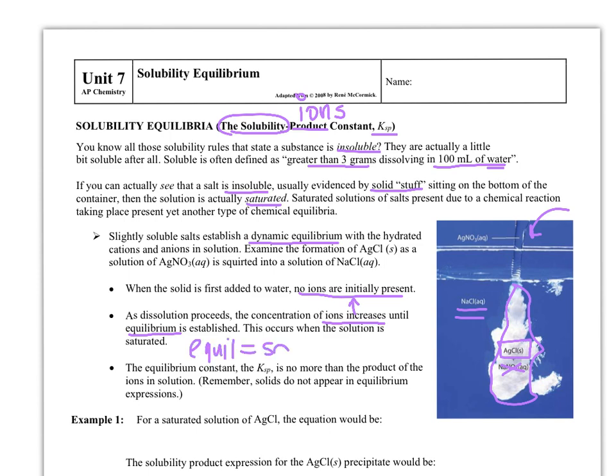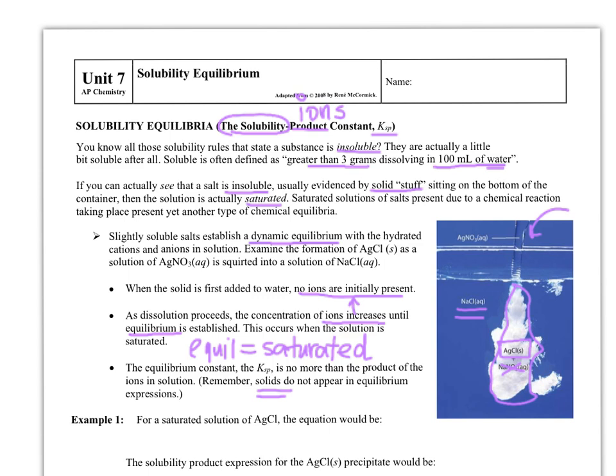This is really important because on the AP exam, they like to use the word saturated instead of equilibrium when they're talking about solubility problems. They try to trick you with that vocabulary, and really that means they're at equilibrium, or they've established equilibrium at that point. The equilibrium constant is no more than the product of the ions in the solution because we ignore solids.